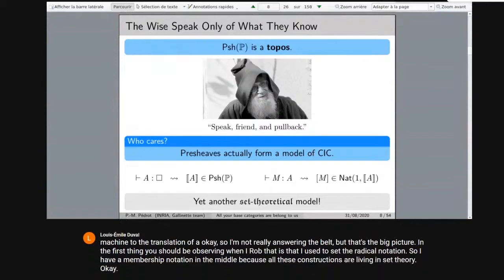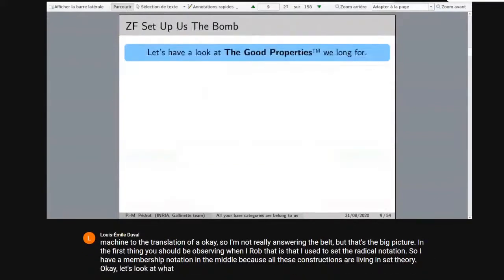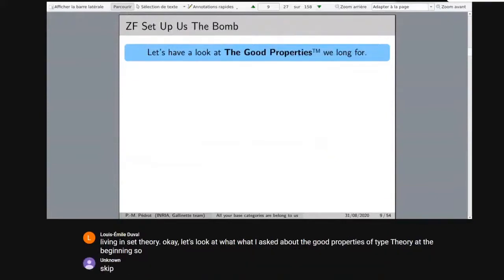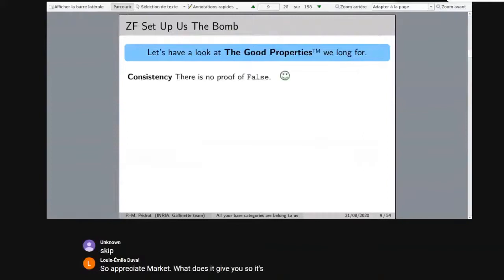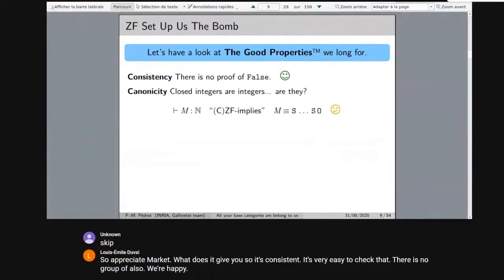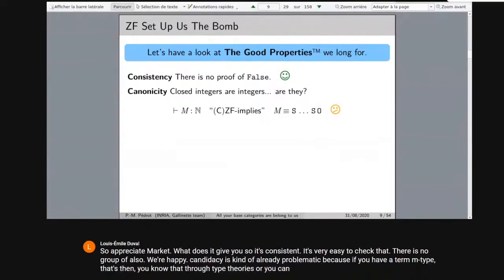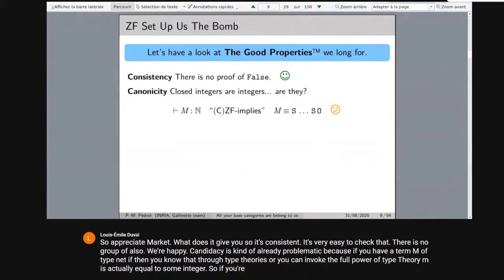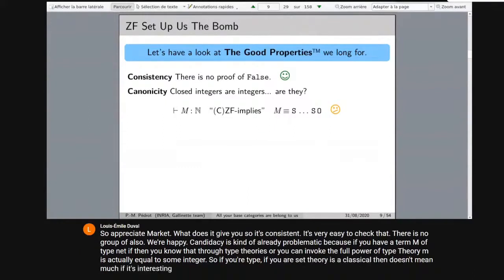Okay, let's look at what I asked about the good properties of type theory at the beginning. So the presheaf model, what does it give you? So it's consistent. It's very easy to check that there is no proof of false, so we're happy. Canonicity is kind of already problematic because if you have a term M of type nat, then you know that through type theory, so you can invoke the full power of type theory, M is actually equal to some integer. So if your set theory is classical, then that doesn't mean much. If it's intuitionistic, then you can actually hope to extract something out of it, but it's not ideal.